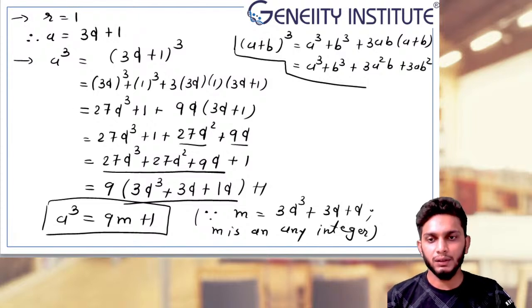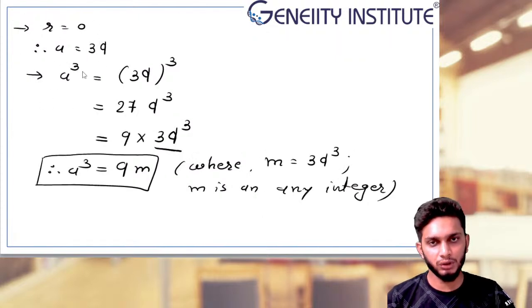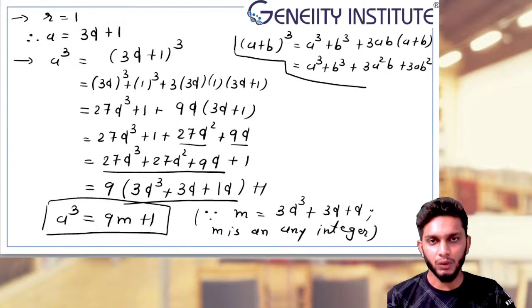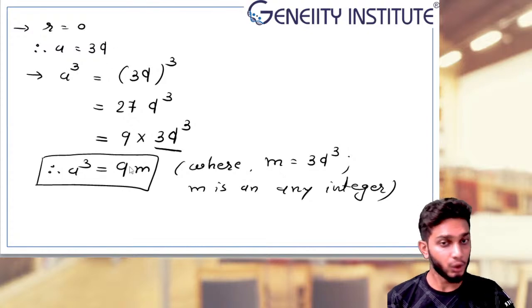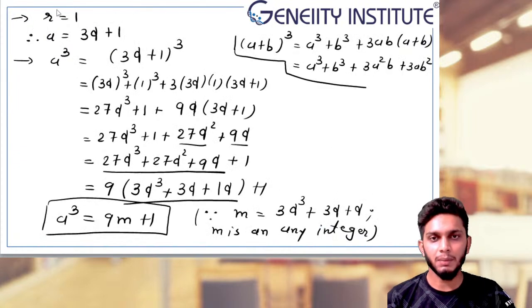Now we took r equals 0, so we get a cube as 9m. We took r equals 1, so we get the value of a cube as 9m plus 1. हमने पहले क्या लिया था, r is equals to 0 लिया था, तो हमें नंबर क्या मिला था 3q, और उसका क्यूब क्या मिला तो 9m. बाद में हमने रिमाइंडर r is equals to 1 लिया, तो नंबर a is equals to क्या मिला 3q plus 1, और उसका क्यूब a क्यूब क्या मिला 9m plus 1.